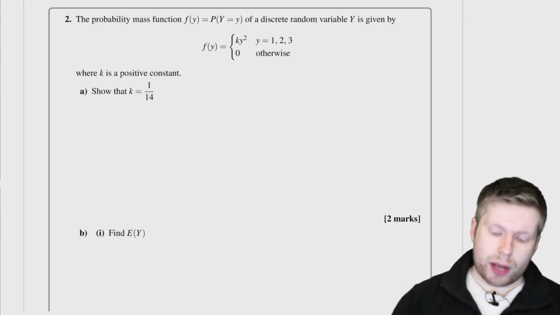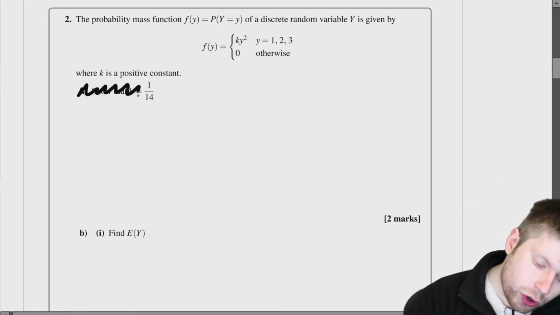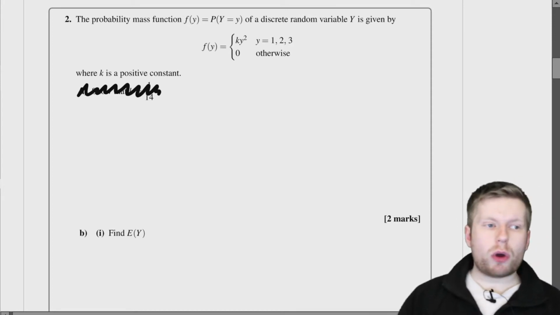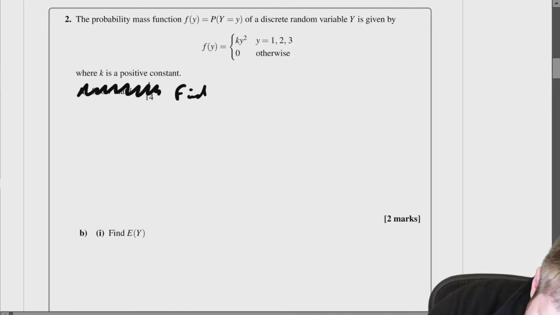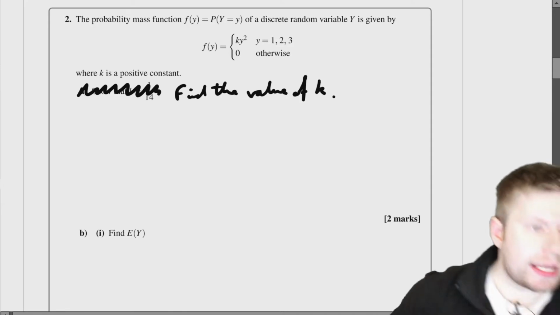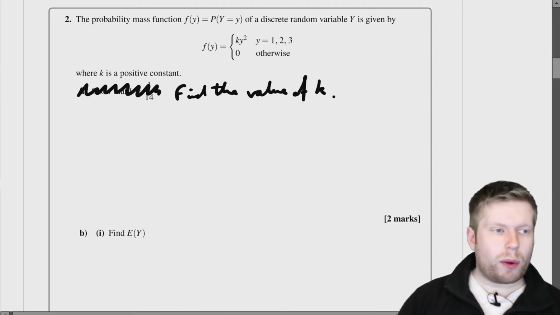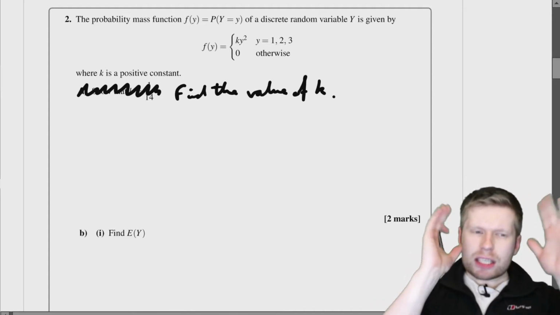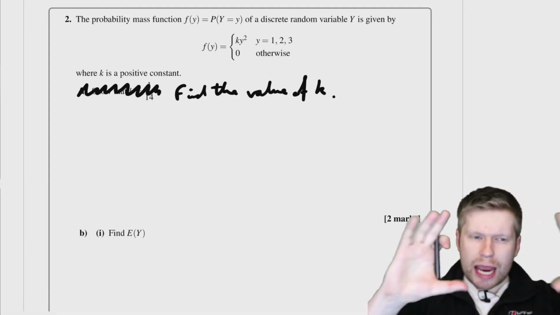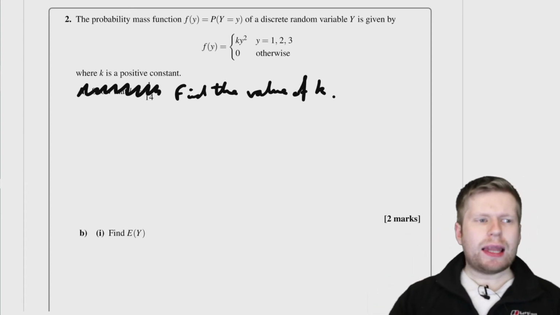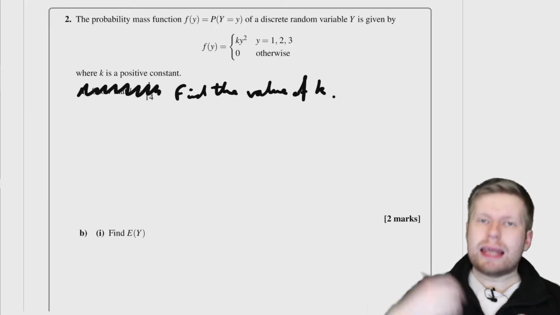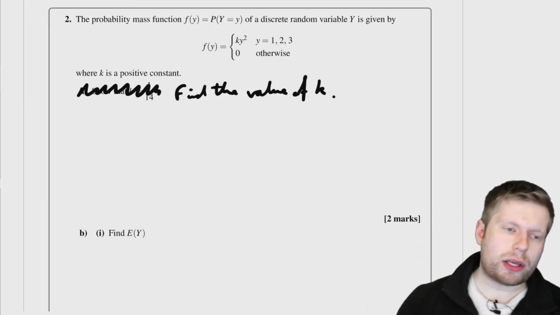The way which I would do it is I'd say, assume this isn't true. Okay, so let's assume that we didn't know the value of k. Let's assume that the question instead said, find the value of k. That's how I want you to think about the show that question. Let's assume we didn't know that answer. It's kind of a checking the answer question. Let's assume that wasn't true, and now let's find the value of k. That's literally what the question is asking.